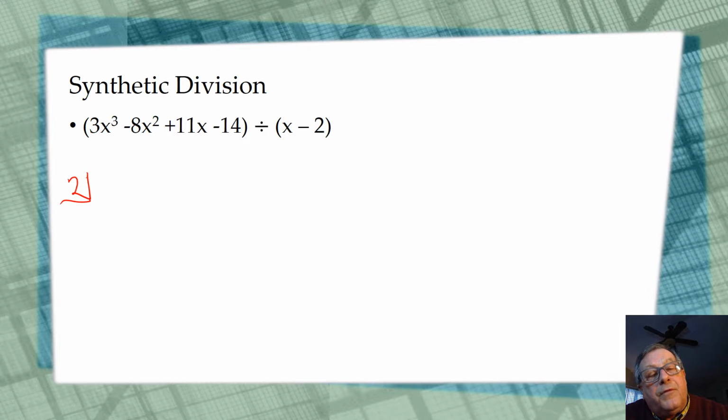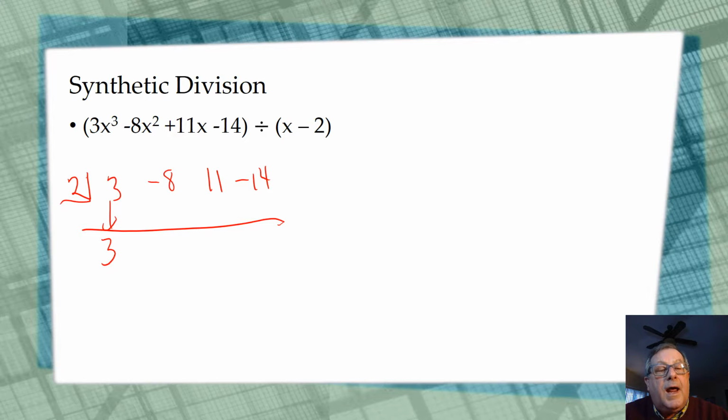And then I'm going to write my coefficients. 3, negative 8, 11, negative 14. Draw my line, bring down the 3, and now we start multiplying and adding. So 2 times 3 is 6. Negative 8 plus 6 is negative 2. 2 times negative 2 is negative 4. 11 minus 4 is 7. And 2 times 7 is 14.